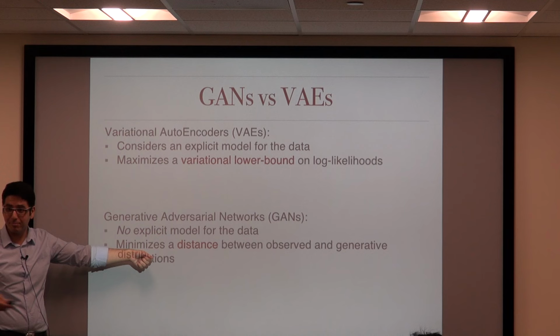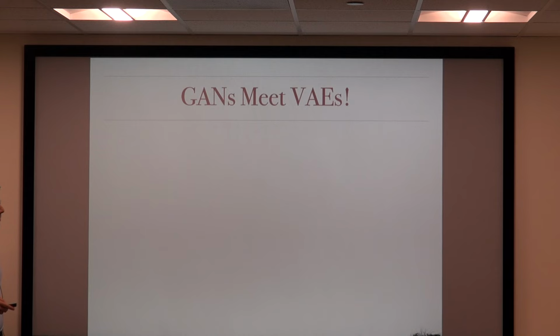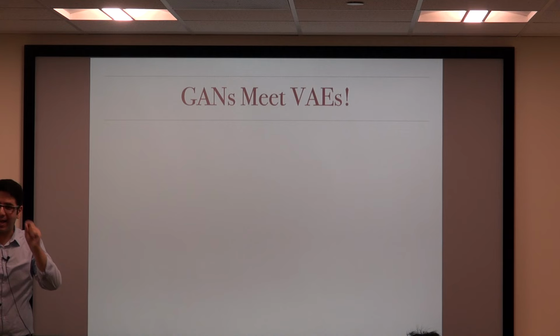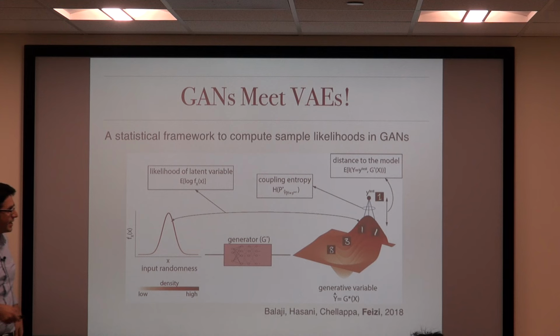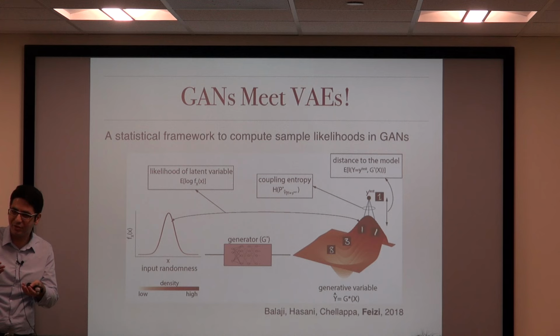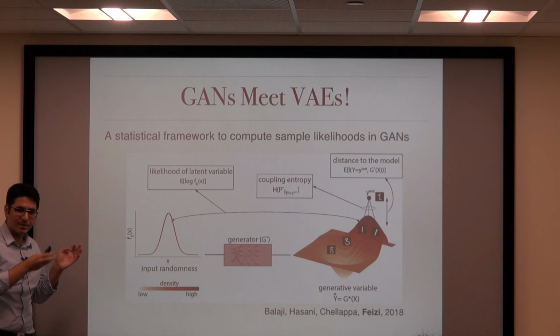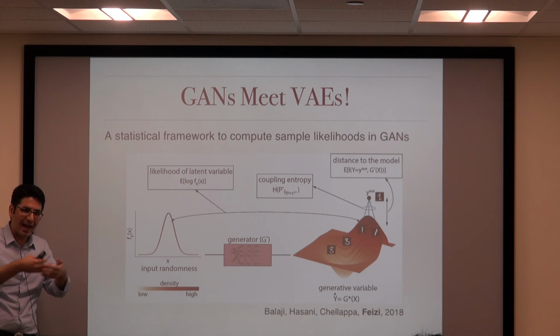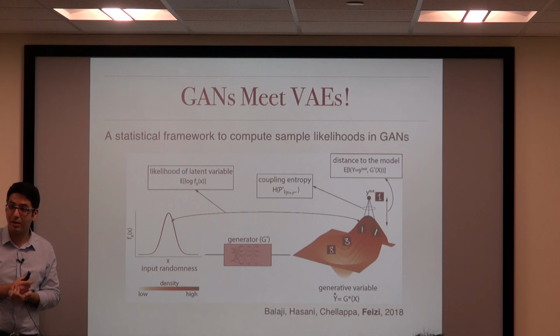So in our recent work, which will hopefully be on arXiv this week, we show that these GANs and VAEs are in fact related to each other. GANs meet VAEs. The idea is to understand the GAN framework, take the output of the generator, and use this in order to implicitly model the distribution of the data that it characterizes. If we do that, we have proved that some families of GANs in fact maximize another variational lower bound on the likelihood function, which is similar to the approach that VAEs are based on.